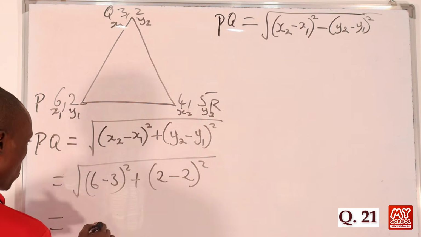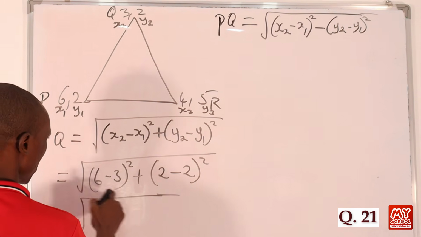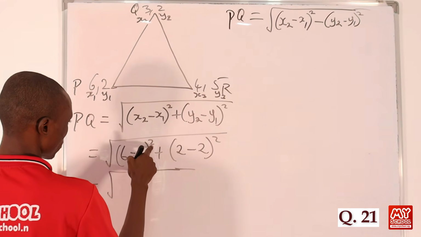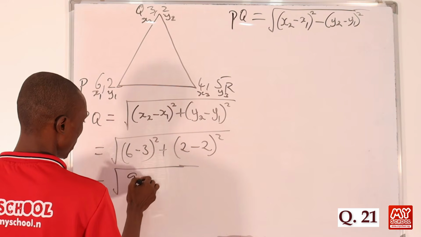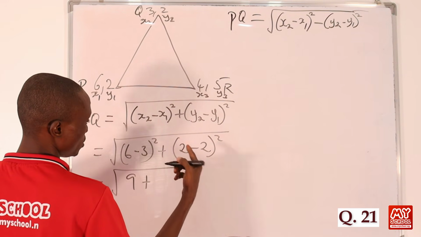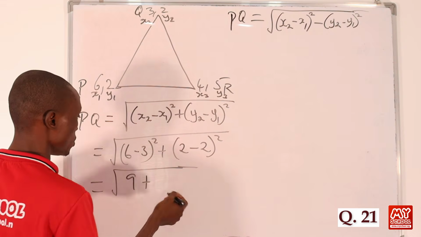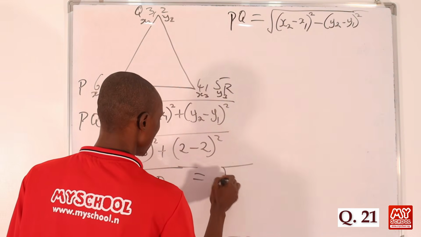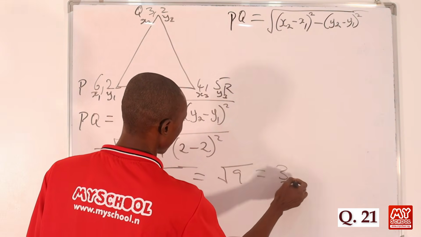So if we tidy this up, we'll be having roots. This minus this will give us 3, and 3 raised to power 2 is 9. Then plus 2 minus 2 is 0, and 0 raised to power 2 is 0. So here we'll be having root 9, and root 9 is equal to 3.